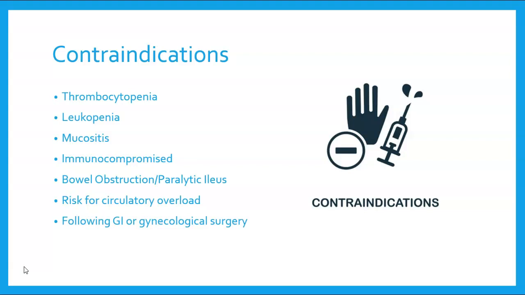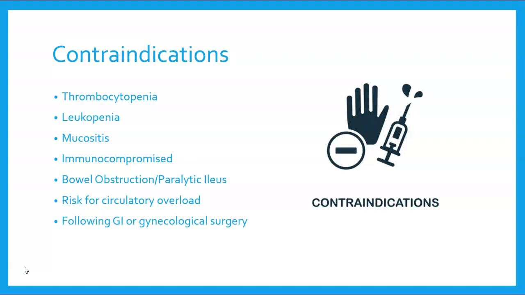Also, leukopenia, meaning their white blood cells are low. This kind of goes hand in hand with being immunocompromised in any way. We want to make sure that we're not causing an infection. If we do cause a break in the skin, we don't want them to get an infection. Mucositis, or inflammation of the mucosa inside of the intestines. A bowel obstruction or paralytic ileus. We've discussed these in our bowel elimination lecture.